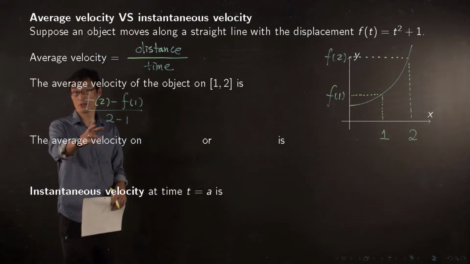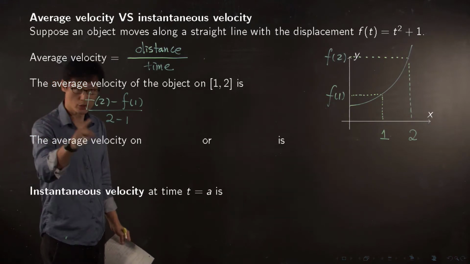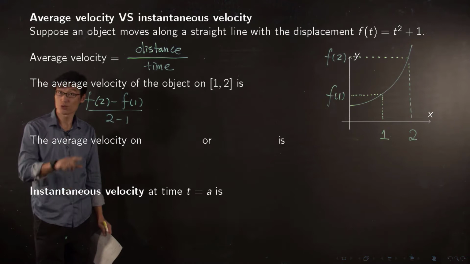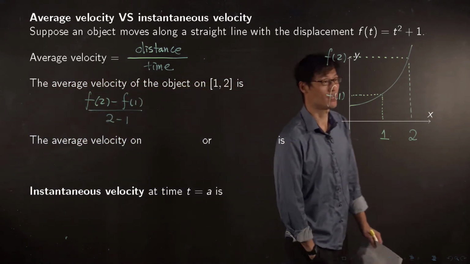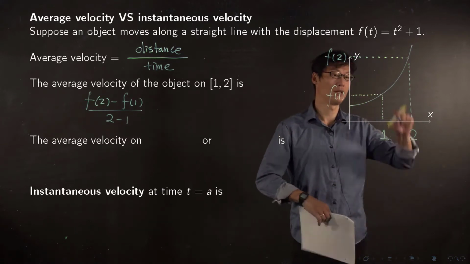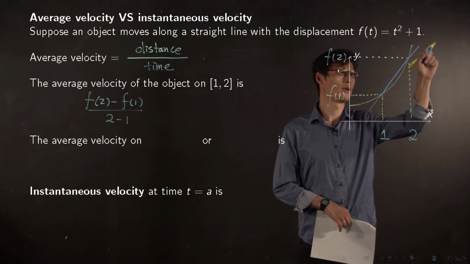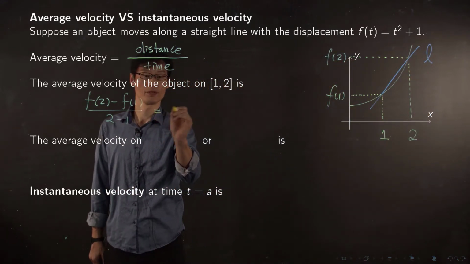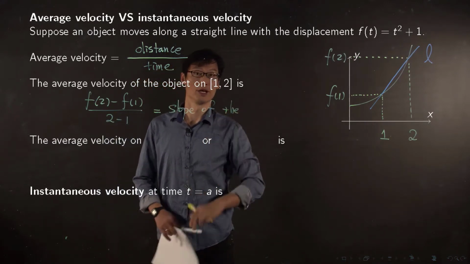So this should remind you of the previous expression. So we used the similar expression for slope of line joining 2 points. Actually, this average velocity is nothing but the slope of the line L. So this is the slope of the line.